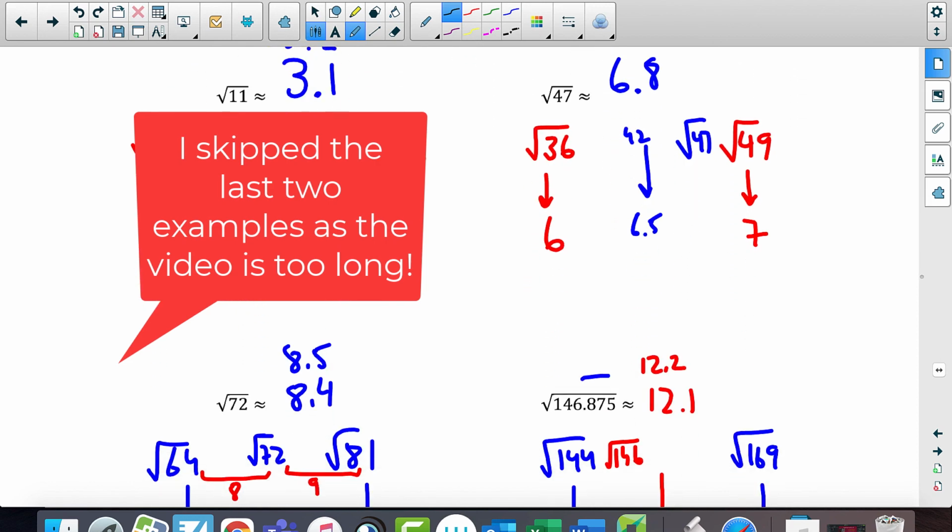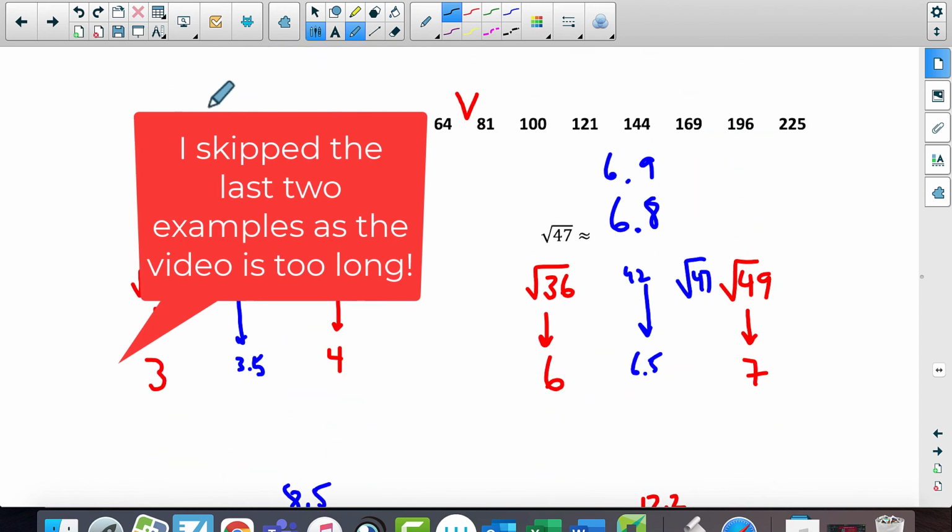So make sure you understand that, and I will have this list of perfect squares on the wall in the classroom for you to gaze at.